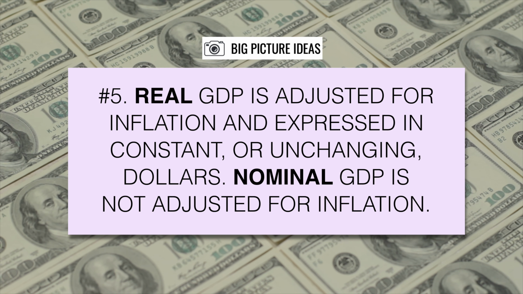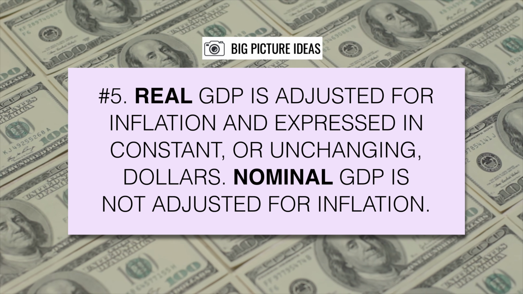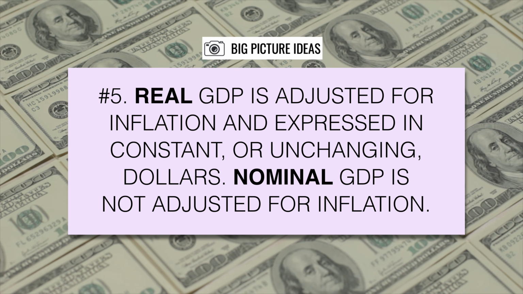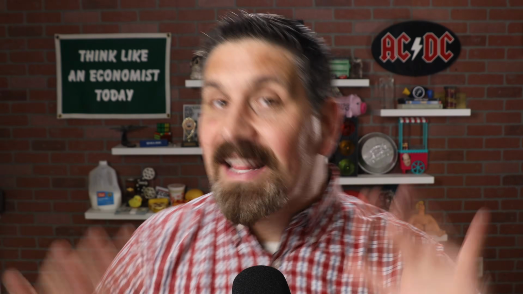Number 5, real GDP is adjusted for inflation and expressed in constant or unchanging dollars. Nominal GDP is not adjusted for inflation. That's it for an overview. Now let's talk about specific topics.